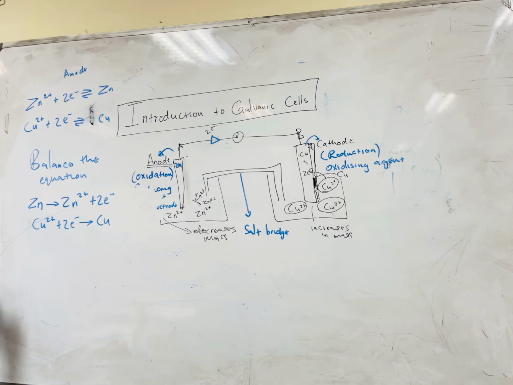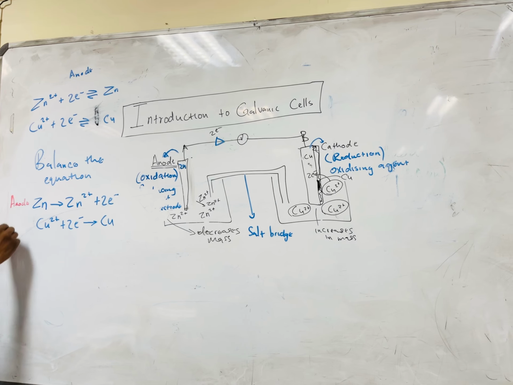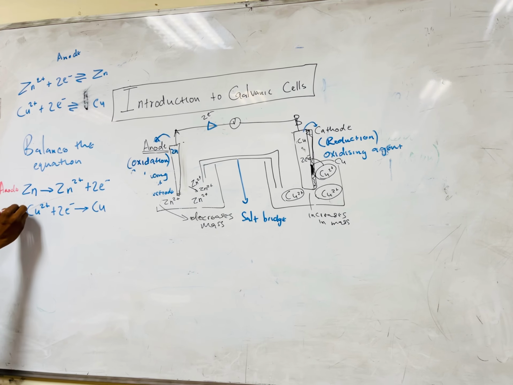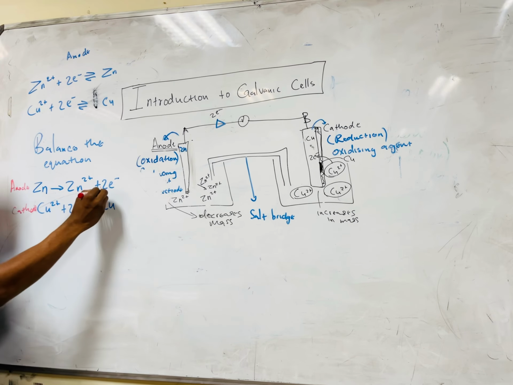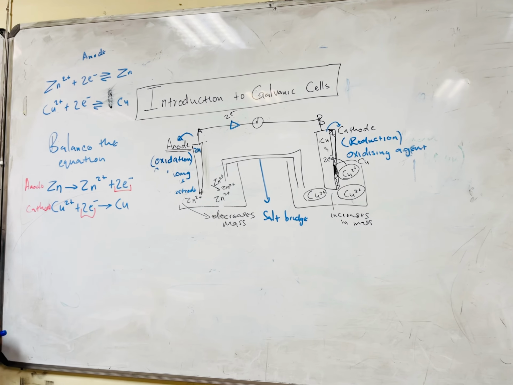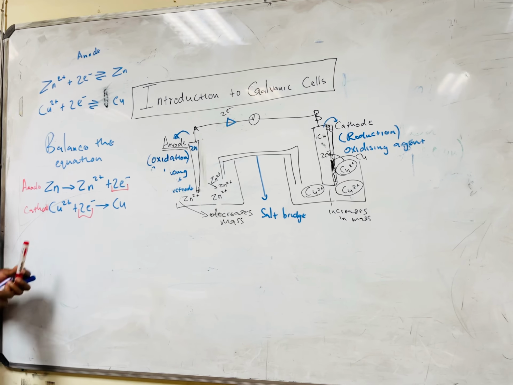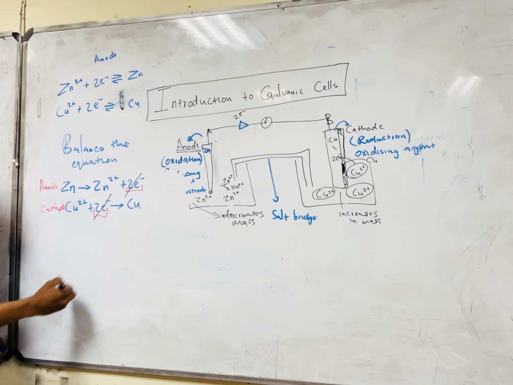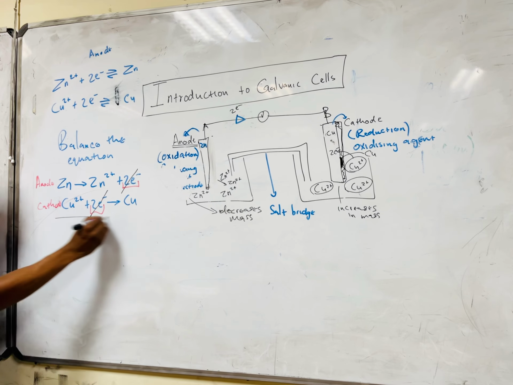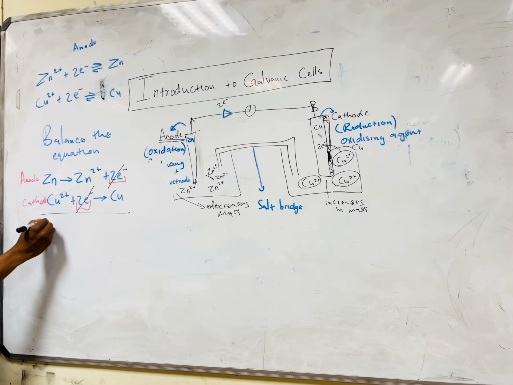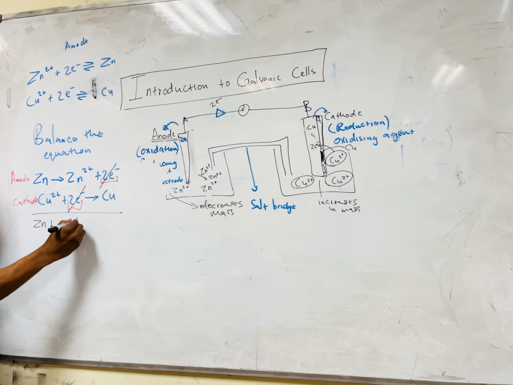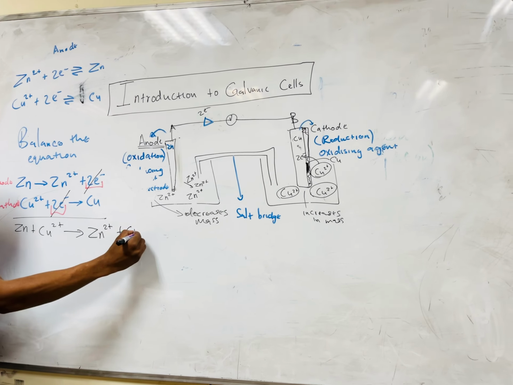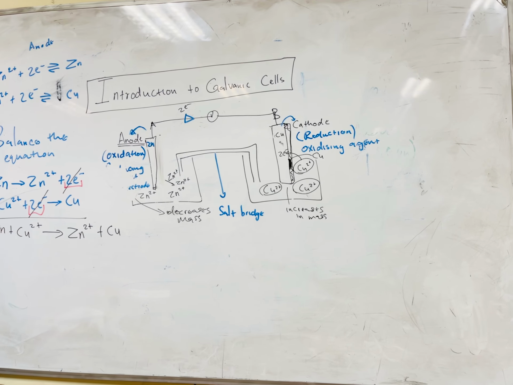So when you balance your equation, you start with your anode, followed by the cathode, then you balance. Balancing the equation means that you balance the electrons. If we find these electrons the same, it means that now the equation is balancing. We can cancel out the electrons and we write the final equation that we have. What are we left with? On the left hand side, we are left with Zn plus Cu2+. On the right hand side, we are left with Zn2+ plus Cu. That is your balanced equation.